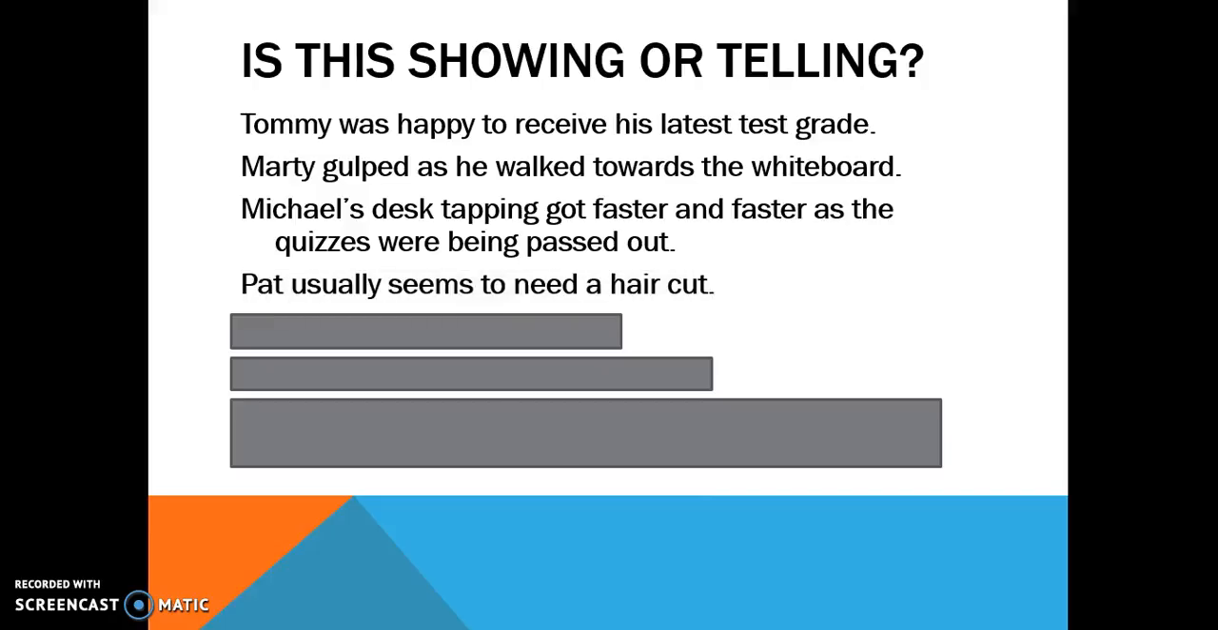Pat usually seems to need a haircut. Is this showing or telling? Well, it's showing us about his hair, and we can maybe interpret that he's a little sloppy, or it could just be telling us that he needs a haircut. Drew exclaimed, "We won!" This is showing because it's showing us that Drew is excited with the exclamation point and he's exclaiming it.